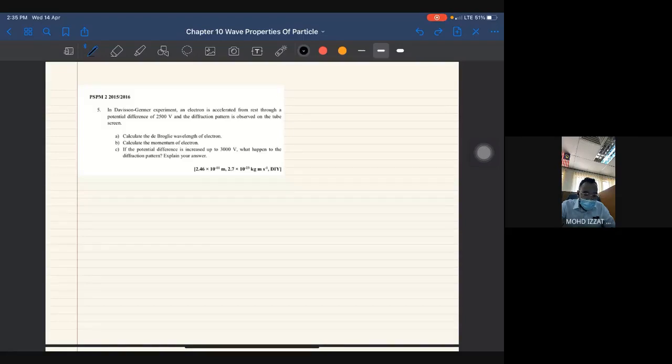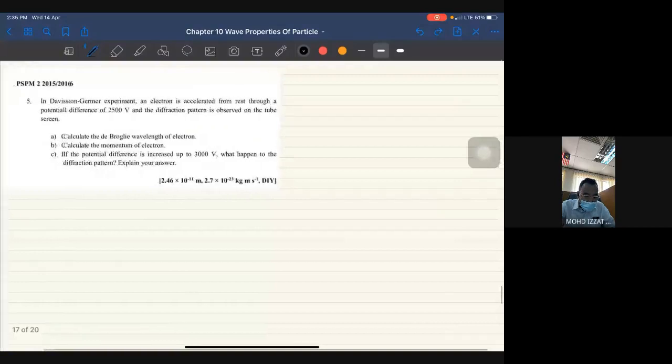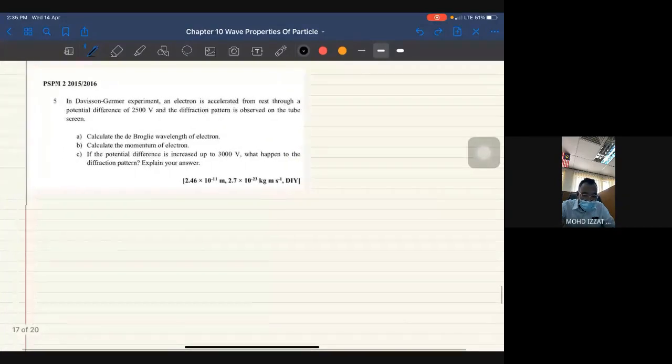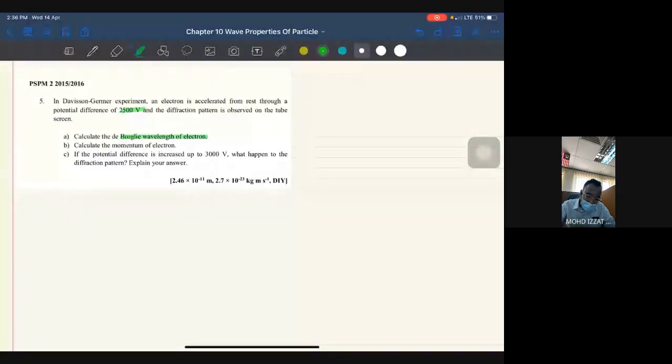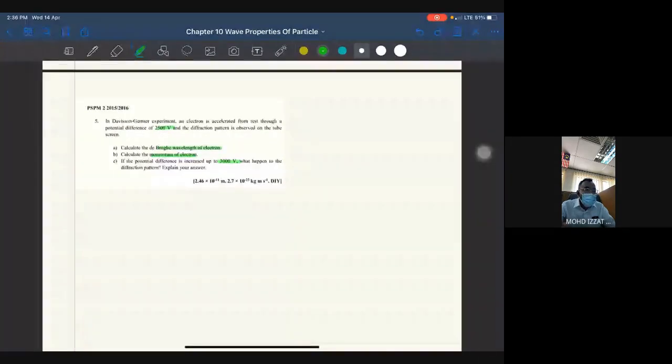Okay, question number 5. In Davison-Germer experiment, an electron is accelerated from rest to a potential difference of 2,500 volts. And the diffraction pattern is observed on the tube screen. Calculate the de Broglie wavelength. Momentum of the electron increased to 3,000. What happened to diffraction pattern? Explain your answer. Okay, cuba buat dulu. Try to think about it first. Saya kasi kamu maybe dalam 5 minutes.